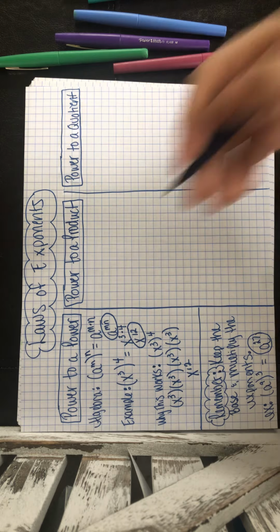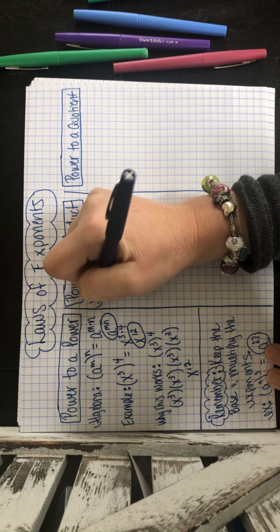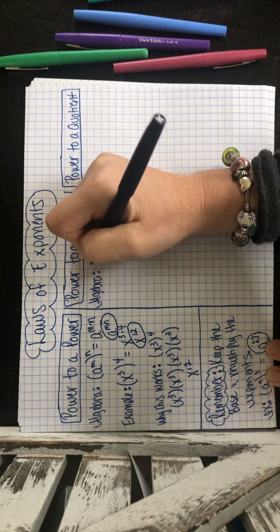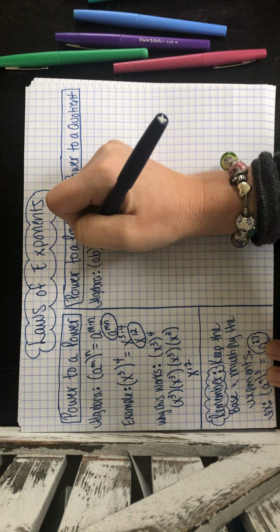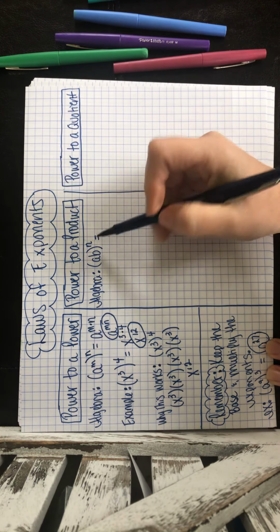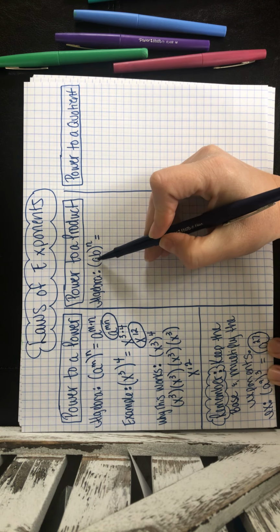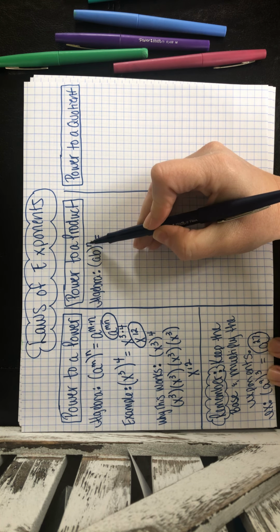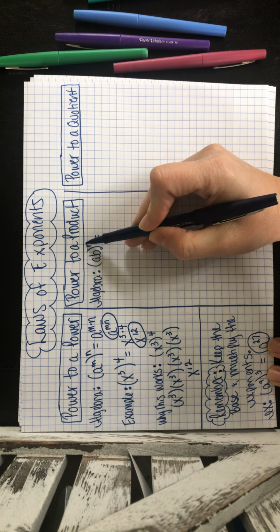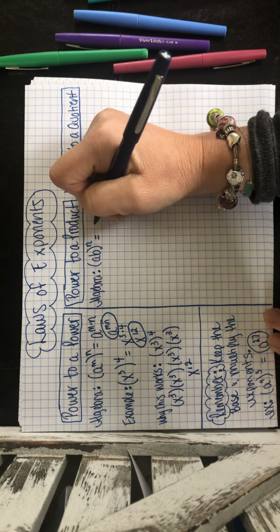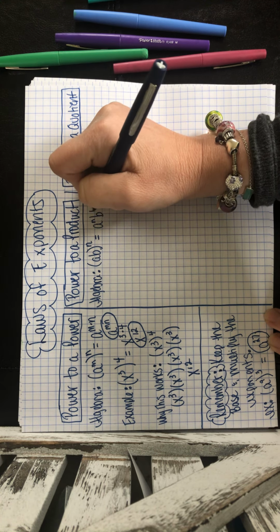All right, so let's look at power to a product. So for power to a product, the algebra, here's what this is going to look like. So for the algebra, we have a, b to the nth power. Basically, this is saying that A needs to be raised to the nth power and B needs to be raised to the nth power. So when you have an exponent on the outside of a set of parentheses, everything on the inside has to be raised to that power. So this is going to be A to the nth, B to the nth.